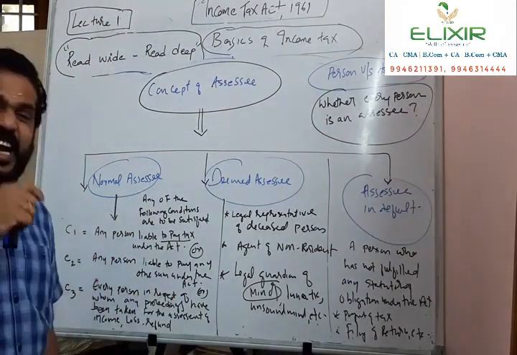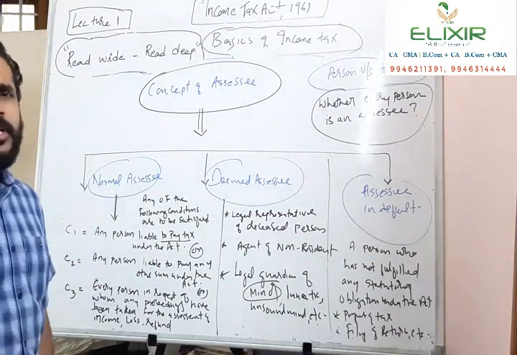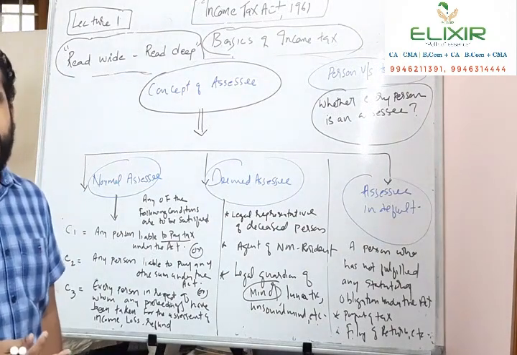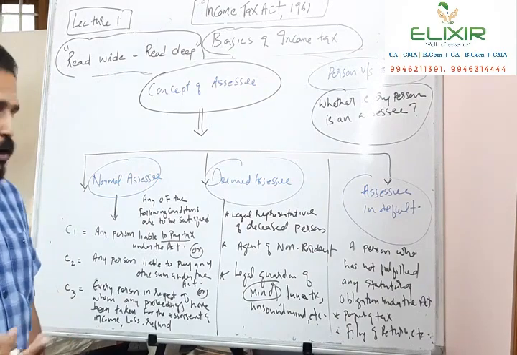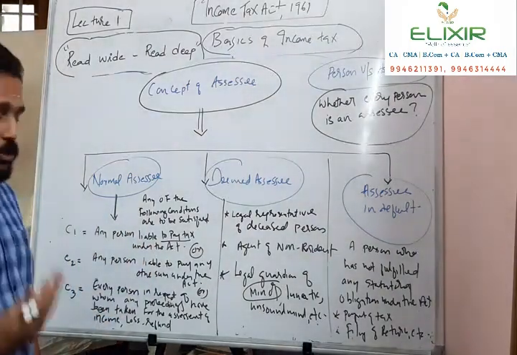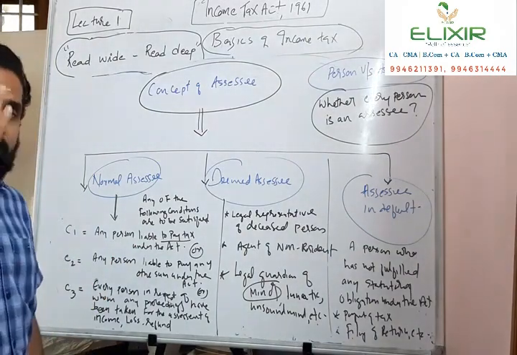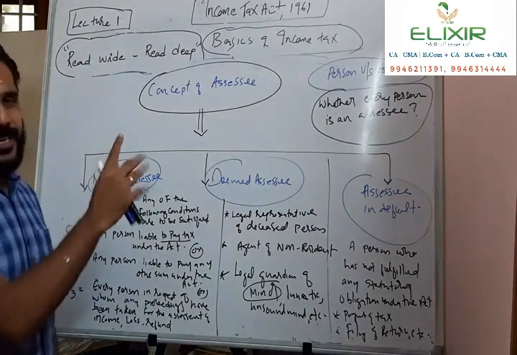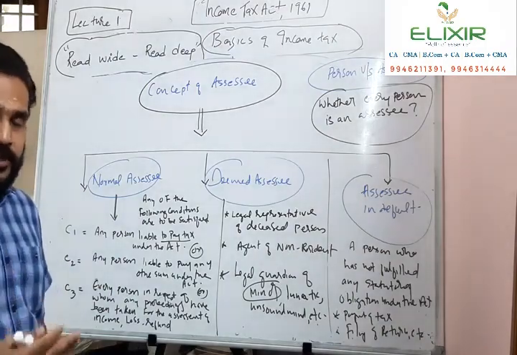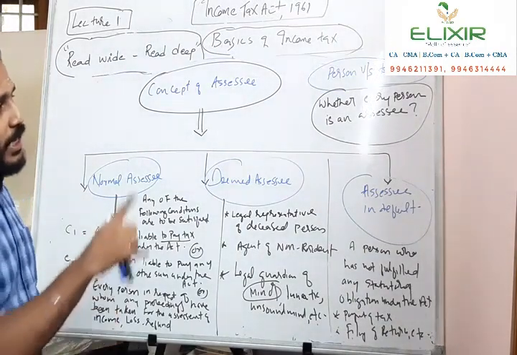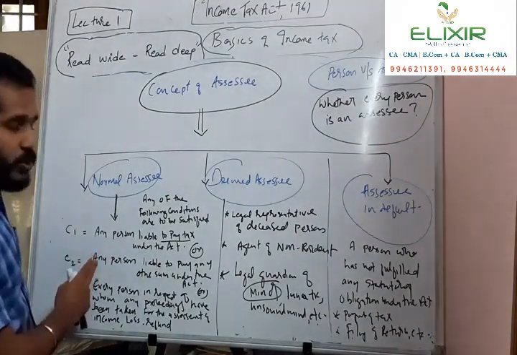What is called any other sum? There may be interest or penalty for non-compliance of the provisions of the Act. Even though I am not liable to tax, in certain cases I have to pay interest or penalty. In that case also, I have become the assessee. So not only the person who is liable to pay tax, but also one liable to pay any interest, penalty, or any other sum other than the tax, is considered as the assessee. So these are the first two conditions.